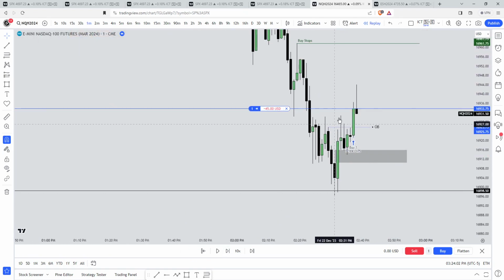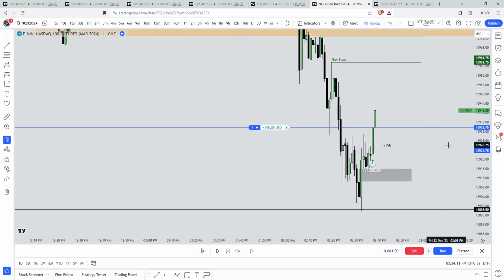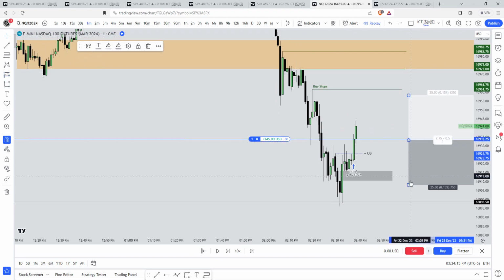Now, if you look at the next candle, maybe it traded back down a little lower. It could trade into the order block. You could have your entry there. You could wait for the fair value gap again. I'm not requiring that, okay? So I want to target the buy stops above. Now, where would I target here?